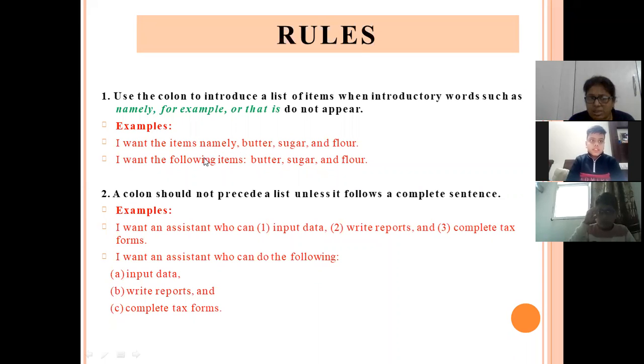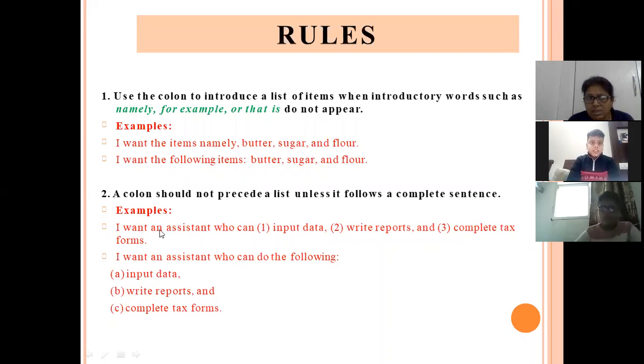Like I have given this list. I want the following items. So what are your following items? These are your following items: butter, sugar, and flour. So you have put two dots to introduce your list. Okay. Now a colon should not precede a list unless the sentence is complete.